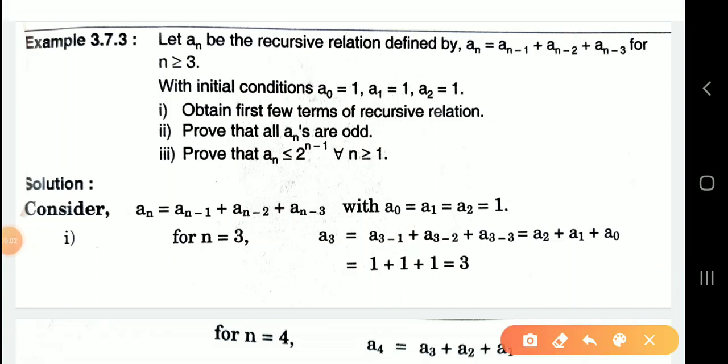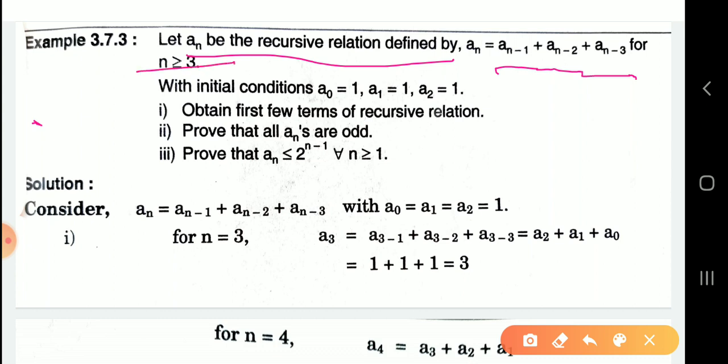Good morning, students. In the previous lecture, we learned some examples on the second principle of mathematical induction. In today's lecture, we also learn one example of induction. Here, let a_n be the recursive relation defined by a_n = a_(n-1) + a_(n-2) + a_(n-3). This is the recurrence relation for n greater than or equal to 3.